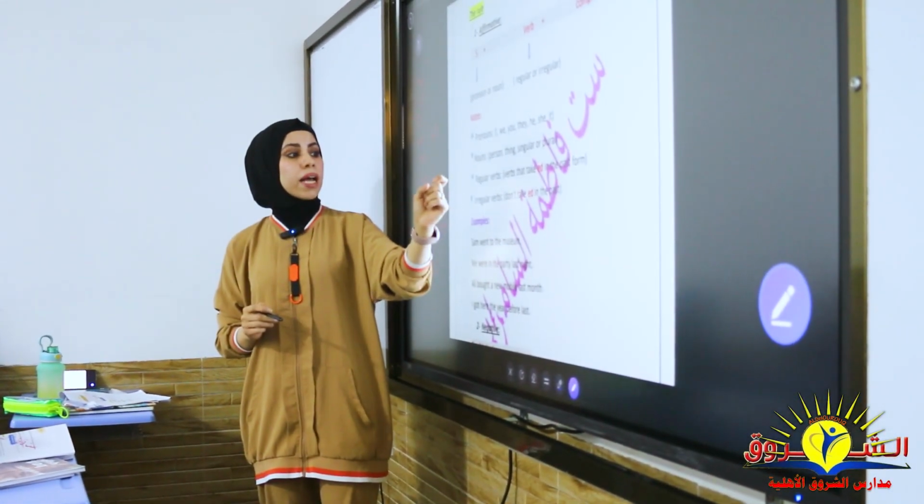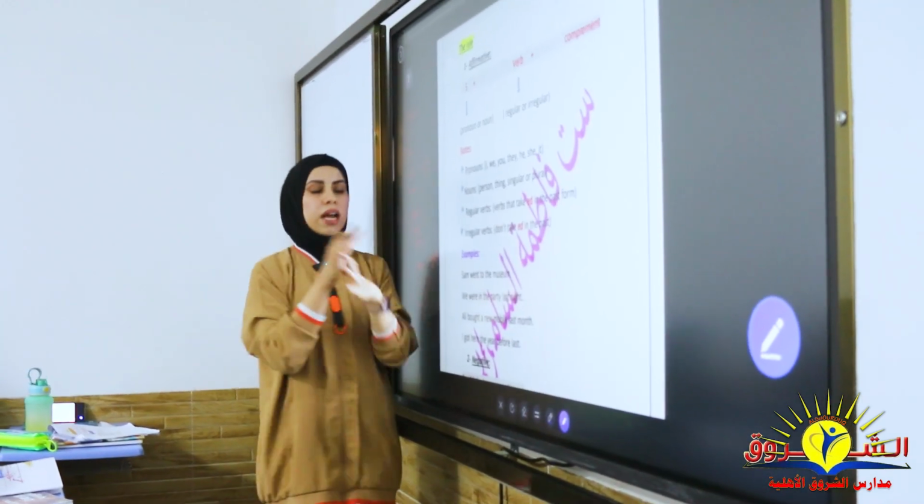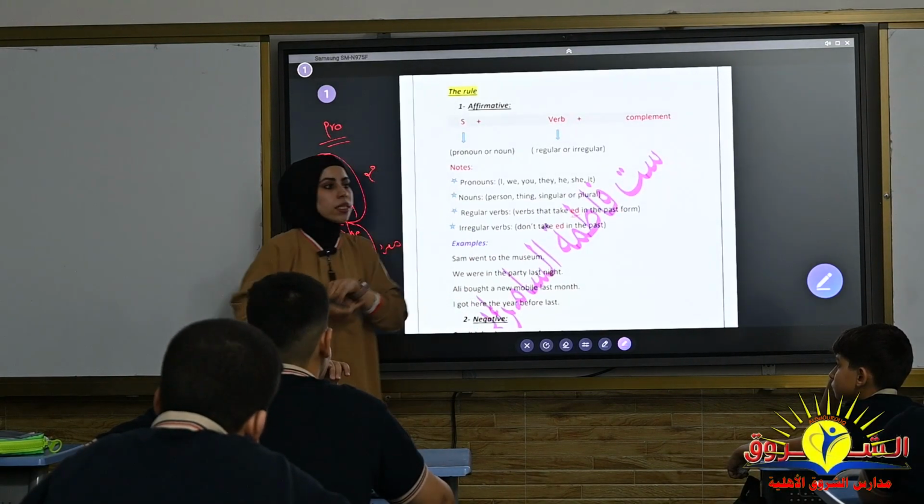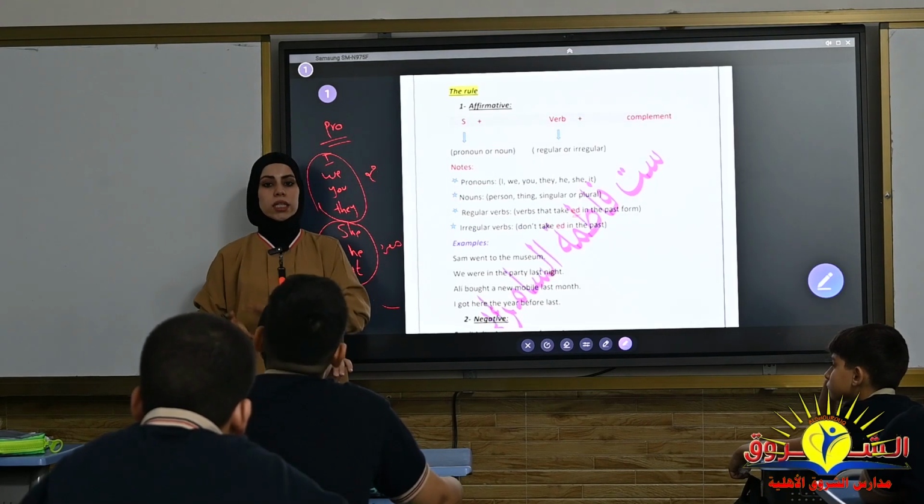What about irregular verb? Bravo. Excellent. So we have 2 types of verbs, irregular verb and regular verb. Regular verb, which means regular verbs, verbs that take ed in the past. That is, when we want to change them to the past tense, you have to add ed.